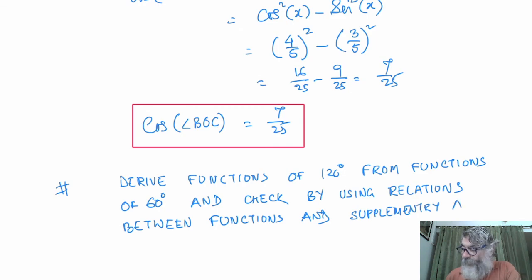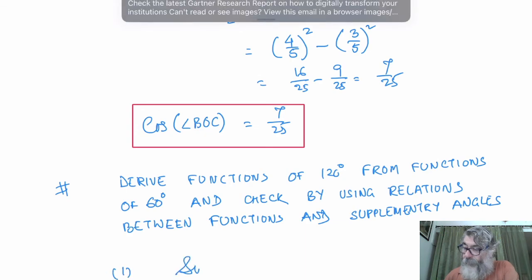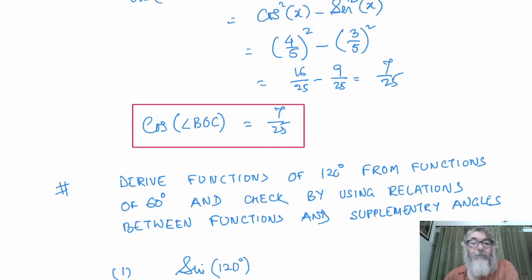I'll do sine, cos, tan 120 for you. He says derive functions of 120 degree. Functions means trigonometric functions. So let us do first thing, sine of 120 degree. Sine of 120 degree means we know sine 2 theta is equal to 2 sine theta cos theta.